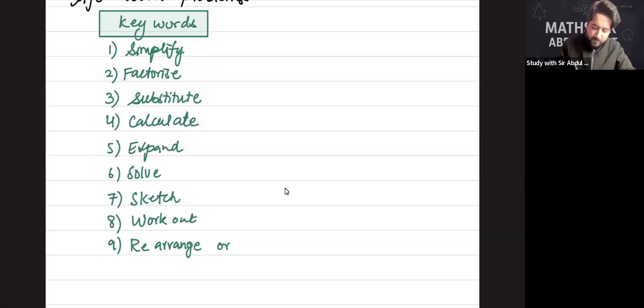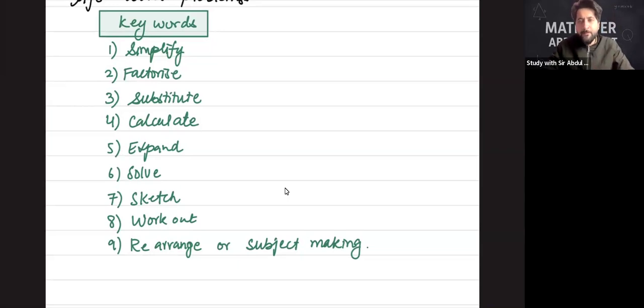or subject making. I wrote this subject making just for clear understanding, as you might get that kind of thing as well. So rearrange or subject making. Okay. So you need to understand how you are going to ace the algebra chapter.